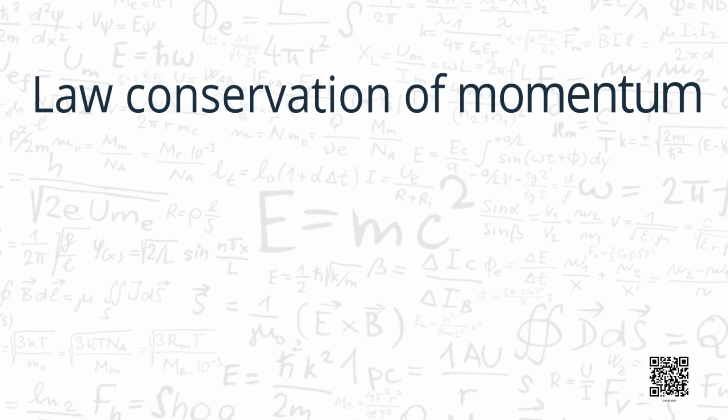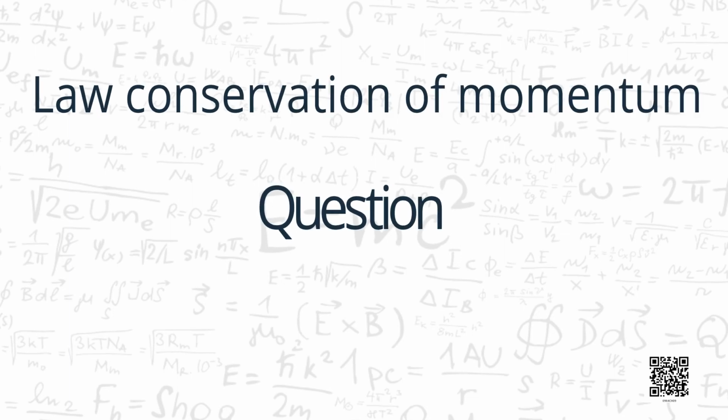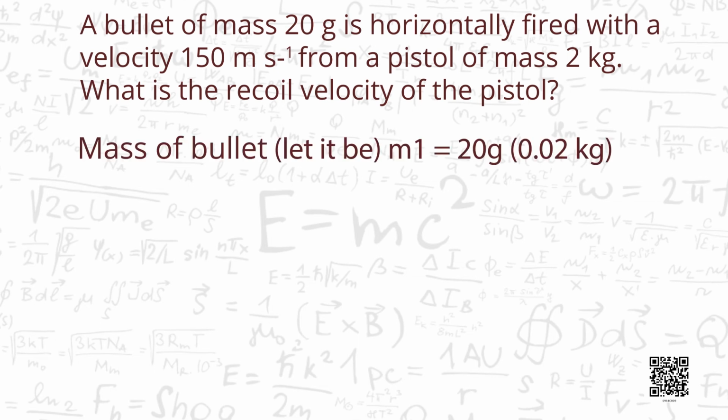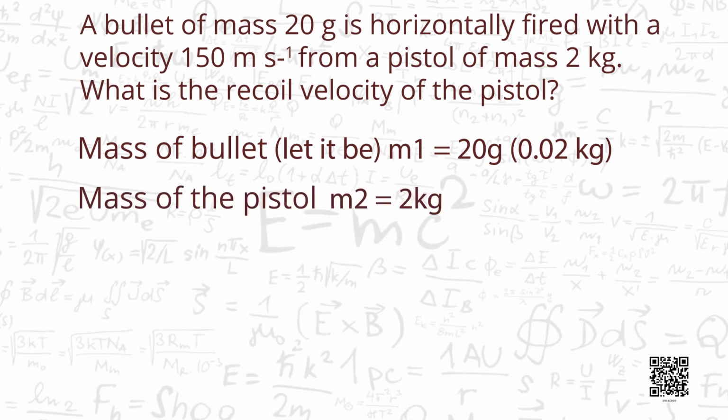Students, now let us try to solve some questions based on conservation of momentum. For this, we will take an example. A bullet of mass 20 gram is horizontally fired with a velocity 150 meter per second from a pistol of mass 2 kg. What is the recoil velocity of the pistol? First of all, we know the mass of the bullet, let it be m1, is equal to 20 grams. Let us convert it into kgs, 0.02 kg. Mass of the pistol m2 is equal to 2 kg.